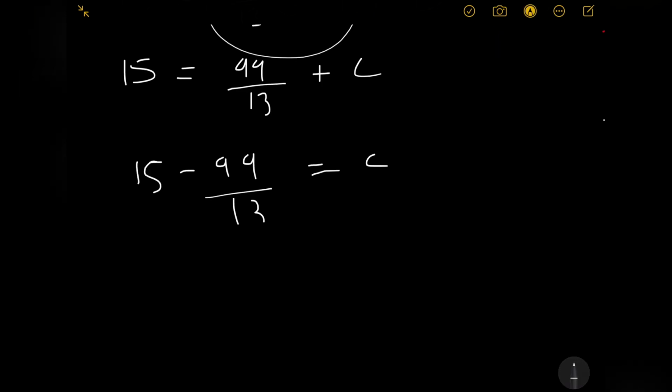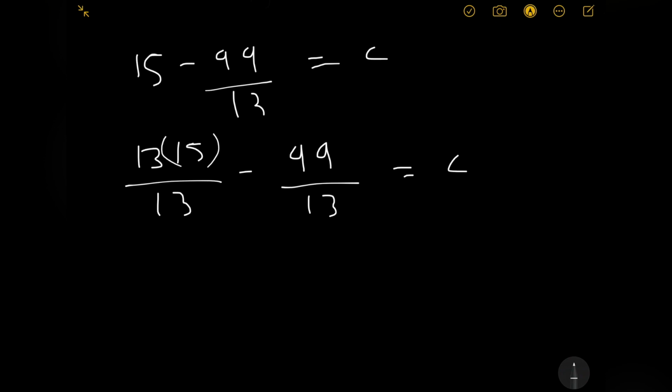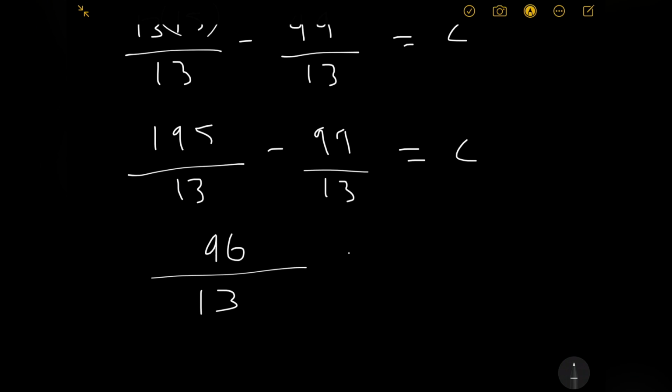This would be equal to 13 times 15, over 13, minus 99 over 13, and we have that equal to c. 13 times 15 is 195, so we have 195 over 13 minus 99 over 13 equals c. Now these have common denominators. We can have 13, and 195 minus 99 is equal to 96, and that's equal to c. So 96 divided by 13 is equal to 7.385, and that's what our c is equal to.